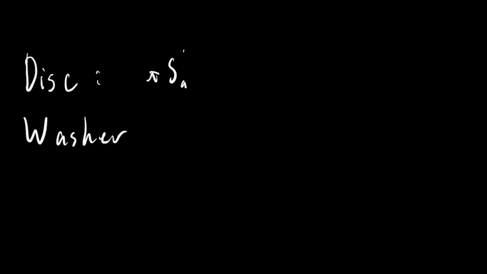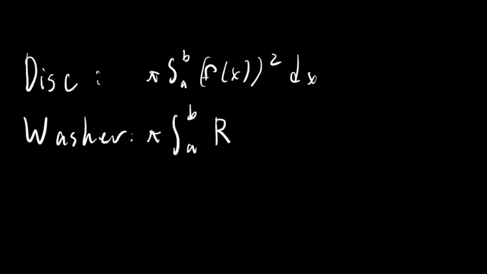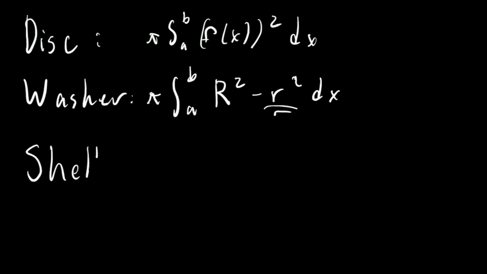So moving on, we've gone over disk and washer method. Disk method was pi times the integral from a to b of f of x squared dx. And washer method was pretty similar, but all that's different is that it takes into account a hole in the function represented by r squared. So now we've got shell method, where instead of integrating perpendicular to the axis of rotation like we do in disk and washer method, in shell method we're integrating parallel to the axis of rotation.